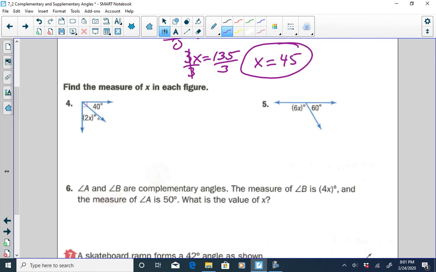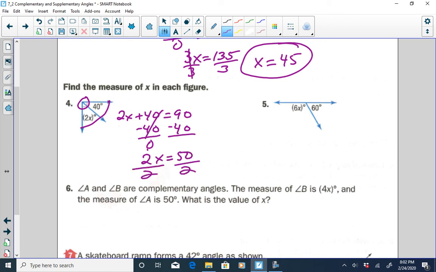Here we have two angles that make up this right angle. Those two angles have to be complementary, which means they'd have a sum of 90. So we have 2x plus 40 is equal to 90. We'd subtract 40 from both sides of the equation. We wind up with 2x is going to be equal to 50. And when we divide by 2 on both sides of that equation, x is going to be equal to 25.